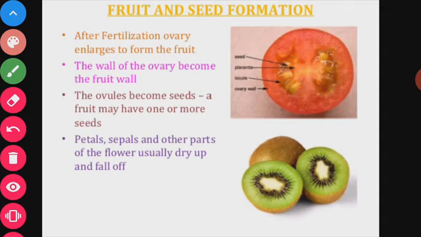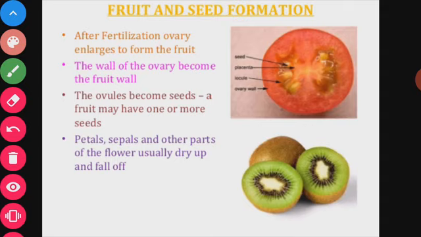A lot of changes occur in the ovary after the process of fertilization. When fertilization takes place, after that a lot of changes occur in the ovary. The ovary enlarges, the size of the ovary increases to become the fruit, and the wall of the ovary becomes thick. The wall of that ovary becomes thick, and it now becomes the wall of the fruit.